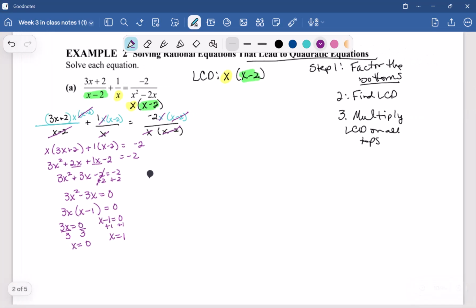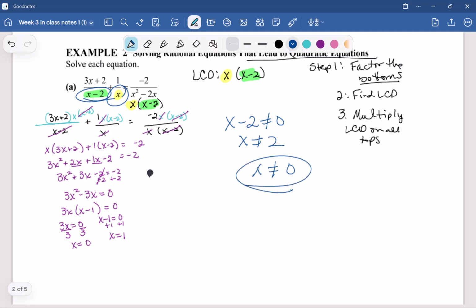I do need to check to see if those are any of the answers that I cannot have. I can't have x minus 2, so x can't be 2. And I can't have x, so x can't be 0, but I have a 0. So I have to throw it away. So my answer is just x equals 1.